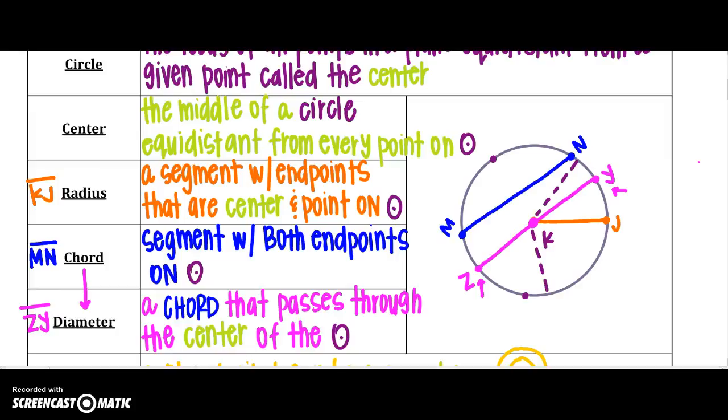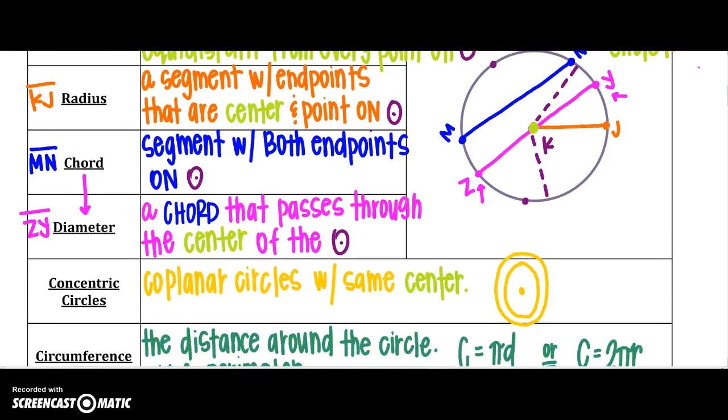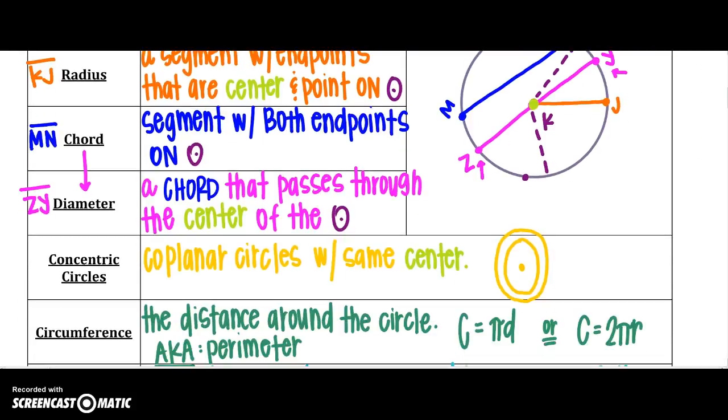And you might be thinking, well, how do I name this circle? Well, I'm going to name this circle by the center point. So this is going to be called circle K. All right, a couple more things. Concentric circles are just coplanar circles with the same center. So that's an example. Since both circles share this center, then I would call them concentric circles.